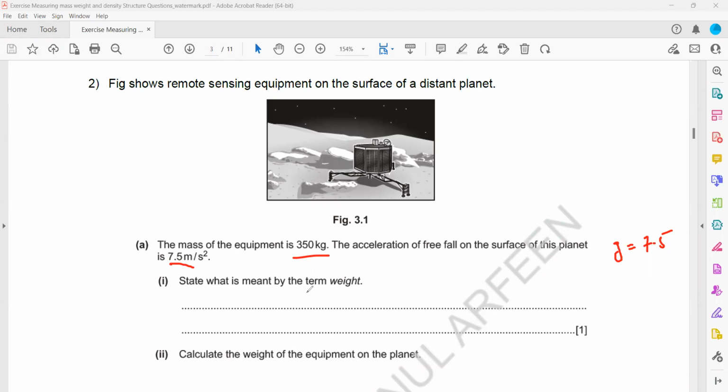What is meant by the term weight? So how do we define the term weight? Weight is actually a force of gravity, or a force acting on an object, or force of gravity acting on the object.